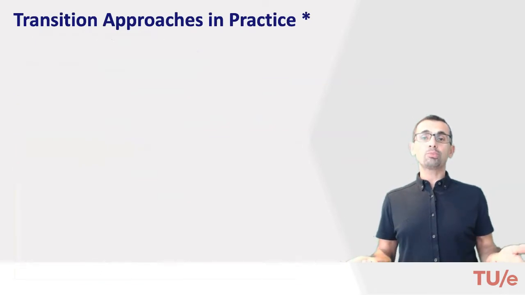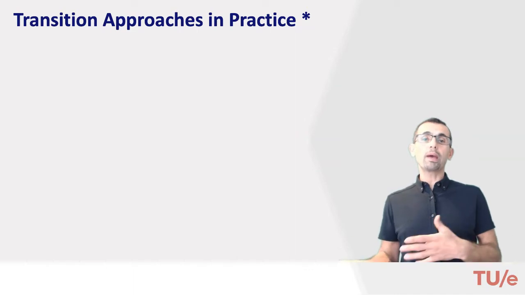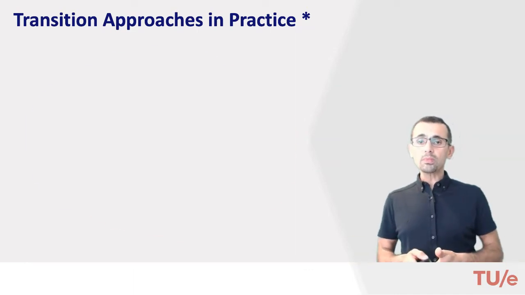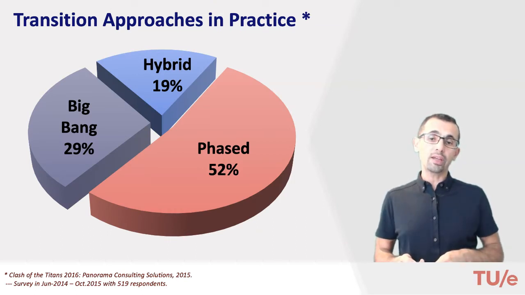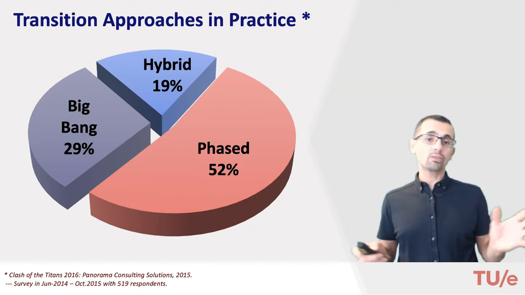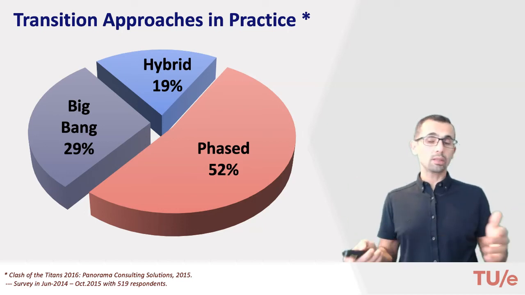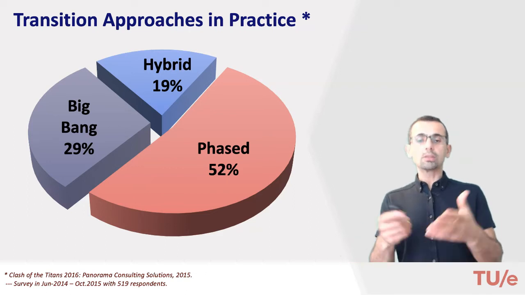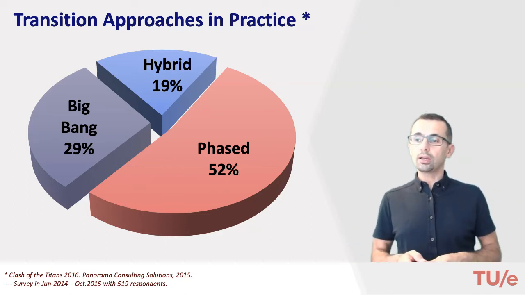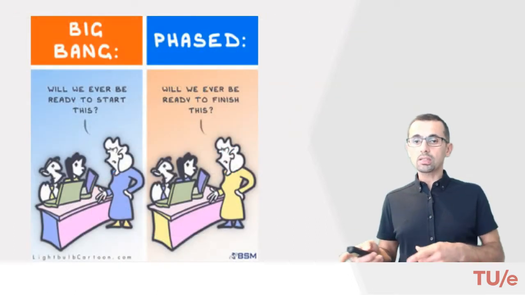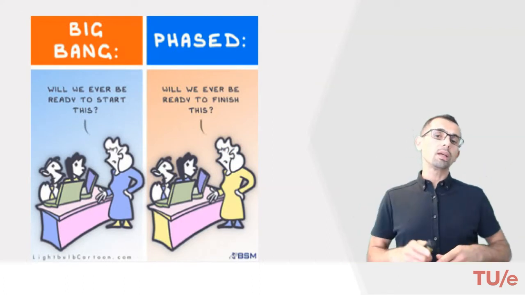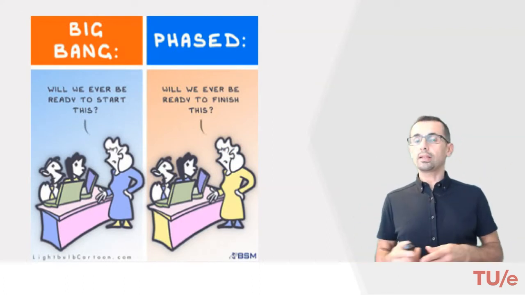So what is the situation in practice? To what extent do people go with the Big Bang or phased approach? This one is based on the data of 2015, and at that time still 3 out of 10 projects went with the Big Bang. So despite the risks, a considerable portion of the projects go with the Big Bang, and more than half went at least with the phased approach. But this cartoon summarizes the mood of the team and the users in both approaches, Big Bang and the phased.